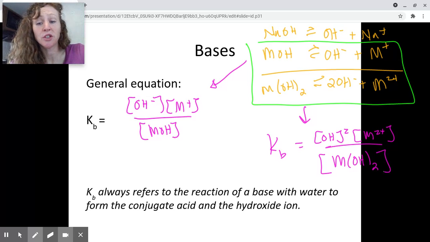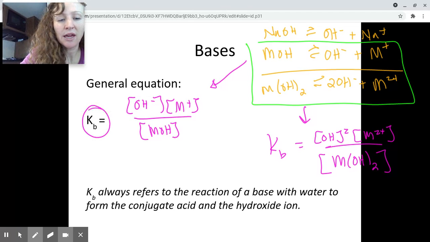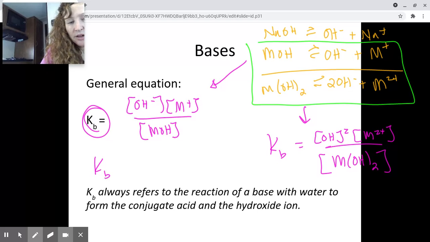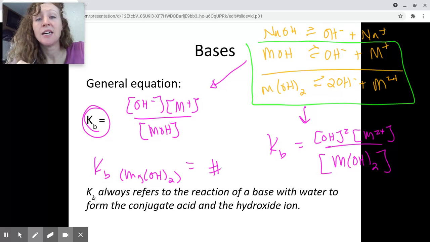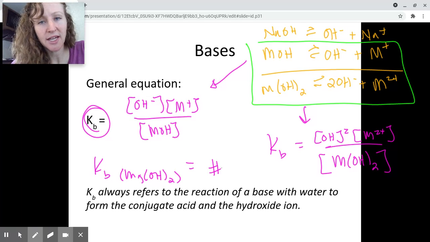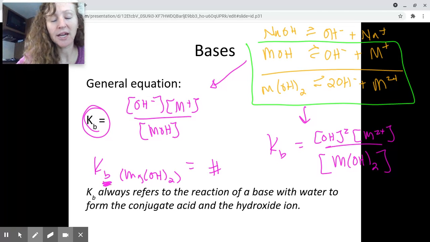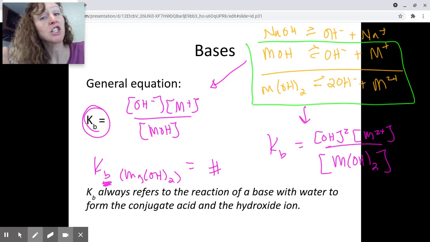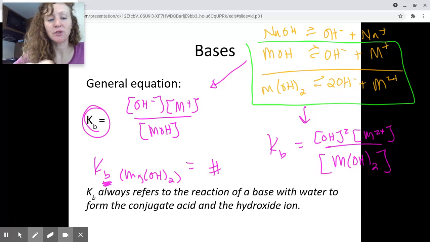All right, so those would be general equations for very strong basic reactions. If they give you a KB, if they tell you your KB of magnesium hydroxide is some number, that means you must write a reaction that matches the KB. So in the case of magnesium hydroxide, it's going to be the dissociation reaction of magnesium hydroxide, which results in hydroxide production, making it a KB because it's resulting in a basic solution, right?